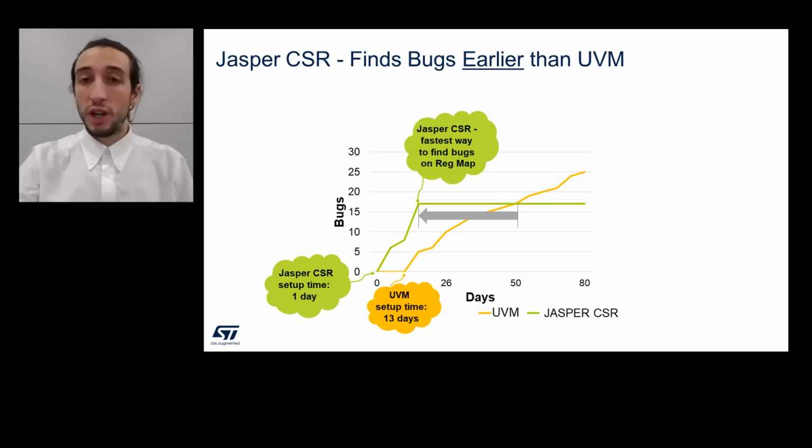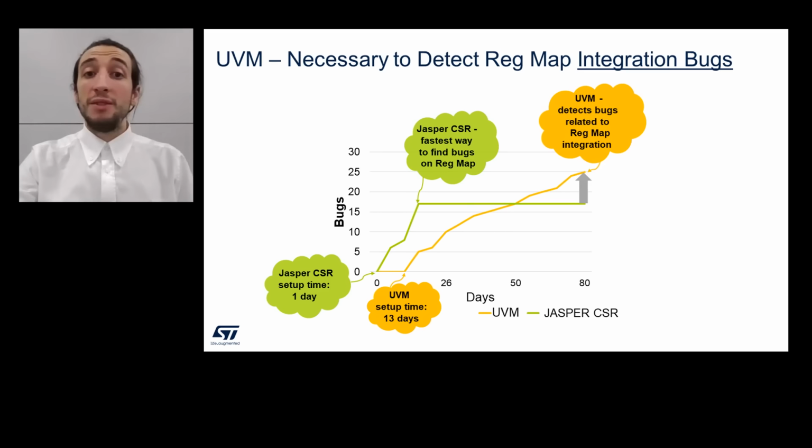And as you can see from the chart, UVM took much longer to find the same number of bugs when compared with Jasper. But even though Jasper CSR is faster in finding bugs, we must still combine the two methodologies. UVM can also find bugs related to how the register map interacts with the other parts of the design, something that Jasper CSR does not cover. For example, UVM can detect problems related to the timing of the register map with respect to other blocks, or if a synchronizer that writes to the register map is not working, or problems related to the interconnection of the map with other blocks.